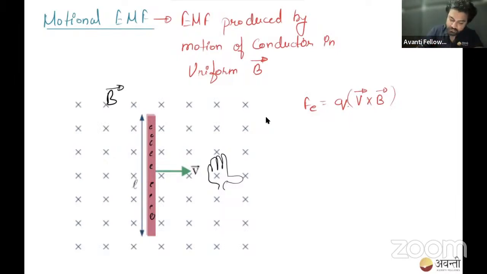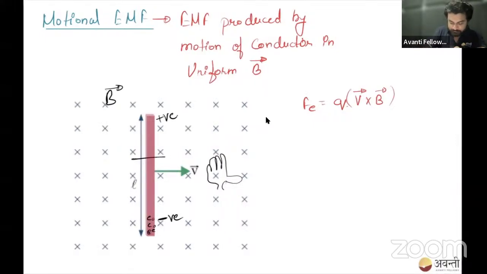All the electrons will accumulate. I am telling you the reason why it is happening. All the electrons will accumulate here, so this end will become negatively charged and this end will become positively charged, meaning it will form a battery somewhat like this.